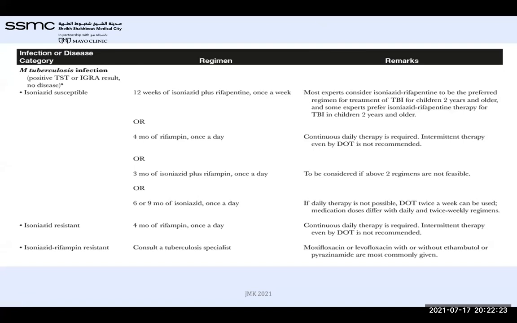In the USA, resistant tuberculosis is high, so in most cases we use moxifloxacin or levofloxacin. Sometimes in New York, we use them with ethambutol or pyrazinamide, because New York has a very high prevalence of resistant tuberculosis.